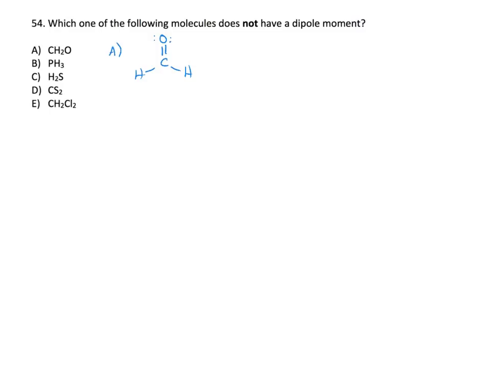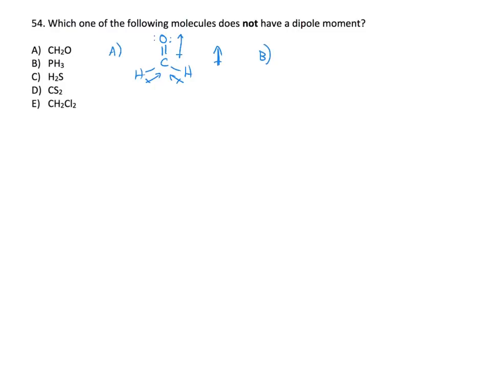And this will have bond dipoles which will not cancel out. The carbonyl, the C double bond O, is very polar, with a big electronegativity difference between carbon and oxygen, and the carbon-hydrogen bonds are also polar but less so. This molecule will have dipoles that do not cancel if you add the dipoles together, and we'll have a net dipole that's pointing in that direction. So that is not the one we're looking for.